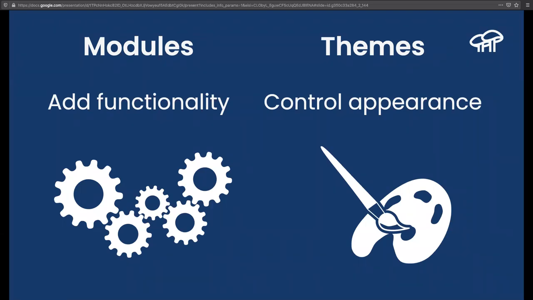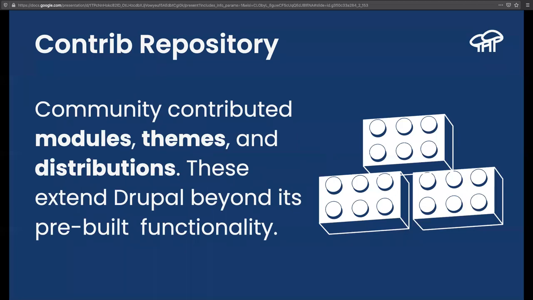So in Drupal, we have this very clear delineation between who is responsible for what, and modules and themes allow you to control different parts of the website. In addition to Drupal core, we also have the contrib repository. And this is a collection of modules, themes, and distributions that are added by community members like you and me. Let's say that I have a particular need that Drupal doesn't solve.